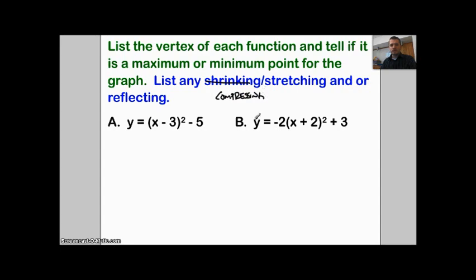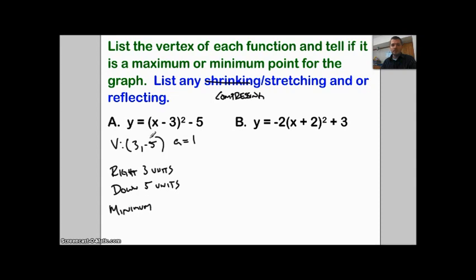All right, so let's go ahead and name it off. The vertex here is going to be 3 comma negative 5, and a is just 1. So from 0, 0, we're going to go right 3 units and then down 5 units, and there's no stretching or compressing. In this case it says list the vertex and tell if it's a maximum or minimum. This is going to be facing up, because a is positive, so it's going to be a minimum.